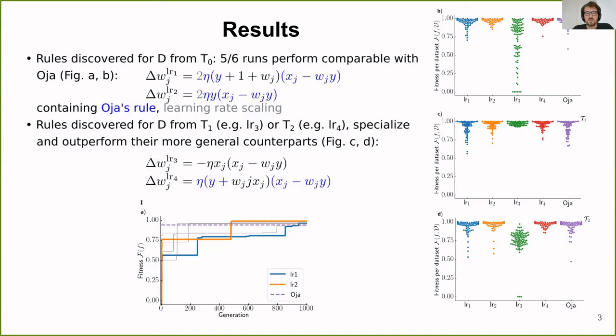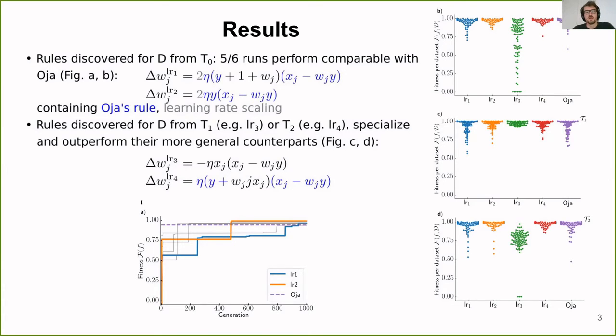For datasets sampled from T0, 5 out of 6 runs evolved to learning rules that perform comparably to Oja's rule, as you can see in figure A. Two of these, learning rule 1 and 2, contain Oja's rule, as well as a learning rate scaling and additional factors in the case of learning rule 1, where these additional factors simply lead to noise in the weight updates, but average out over samples. In panel B, you see how these final rules performed, evaluated on different datasets from task family 0.